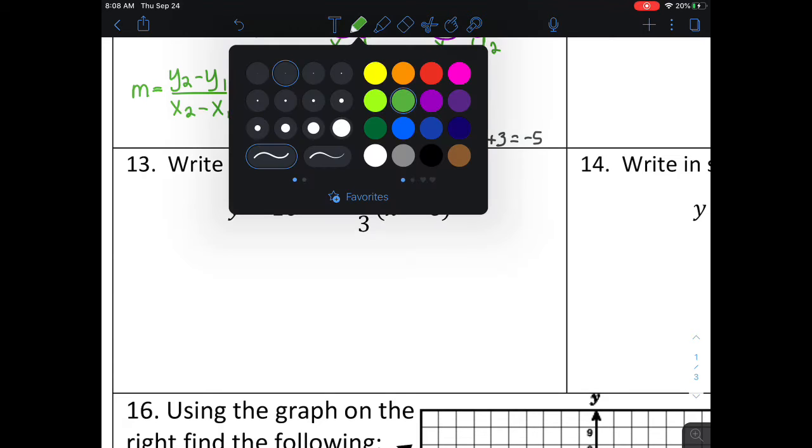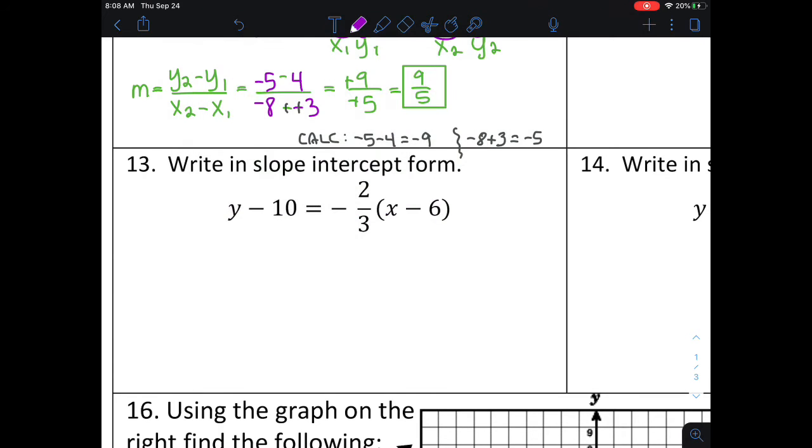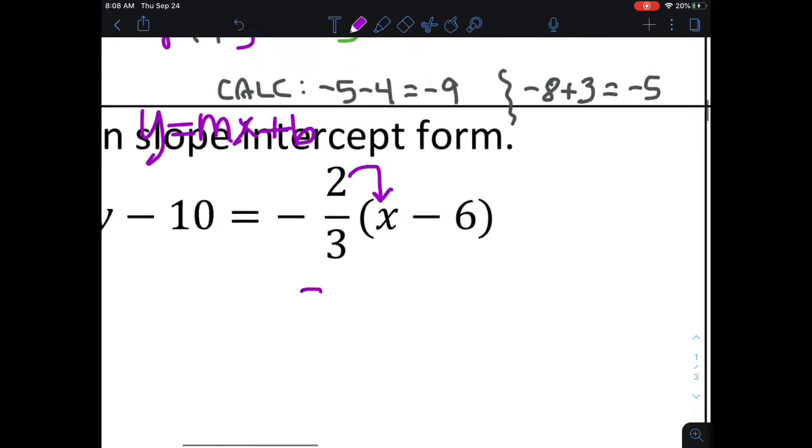Write in slope-intercept form. All right, so slope-intercept form, don't forget, is y equals mx plus b. So we have to do that for this. First thing I need to do is distribute. So that's gonna be negative, let me zoom in so I can write better.